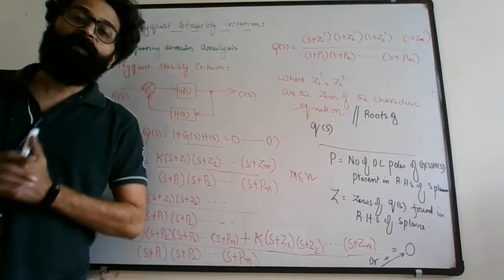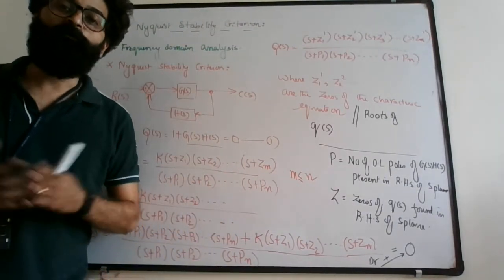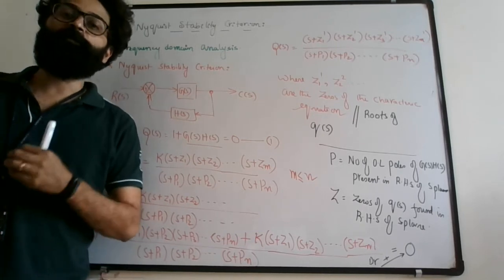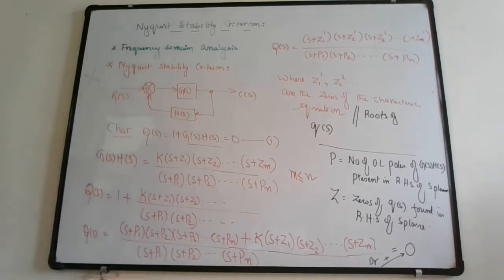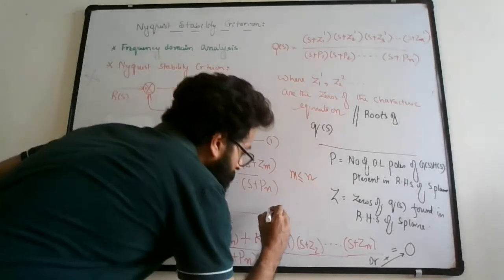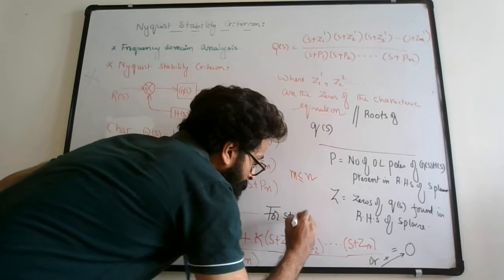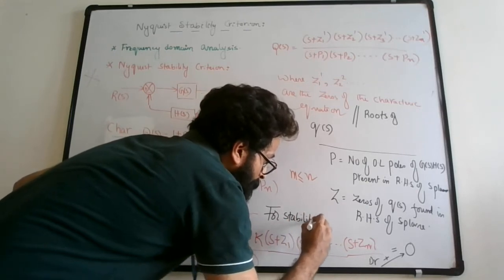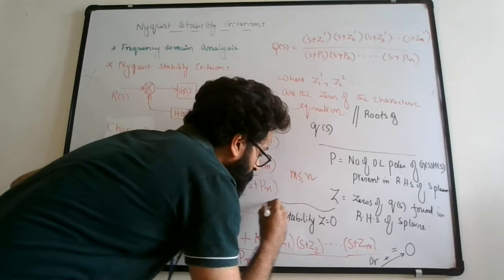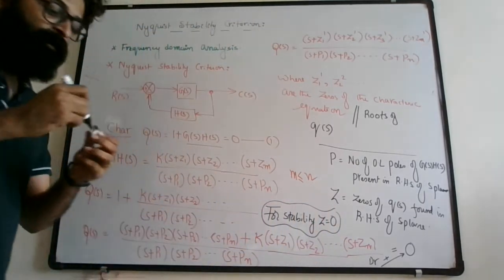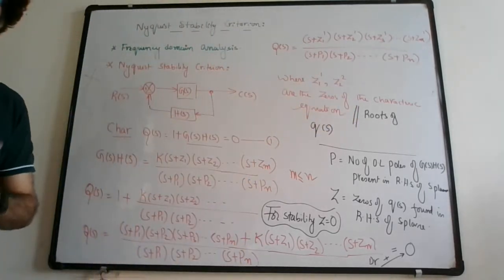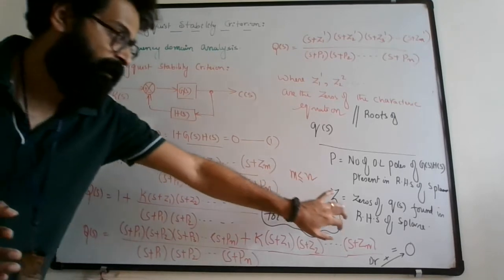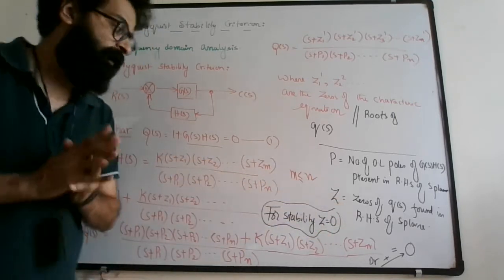Okay. Now you tell me what should be the zero count for stability? How many zeros should be found in RHS of the s plane for stability? Can anyone tell me? None, right? For stability, Z should be 0, right? Because if there are zeros present in the right half of the s plane, your system becomes unstable. So for stability, the count Z should always be 0, all right? Fine.